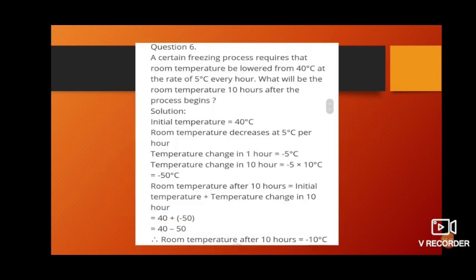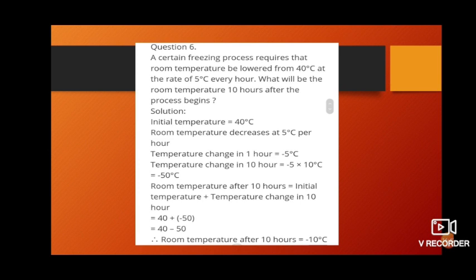Question number 6. A certain freezing process requires that room temperature be lowered 40 degrees at the rate of 5 degrees Celsius every hour. What will be the room temperature 10 hours after the process begins? What is the question they are asking? One freezing process is there in one room, and at the starting stage it is at 40 degrees Celsius. Now for each and every hour it will decrease by 5 degrees Celsius. Now after 10 hours, how much will it have decreased?